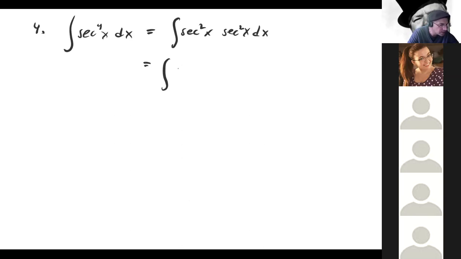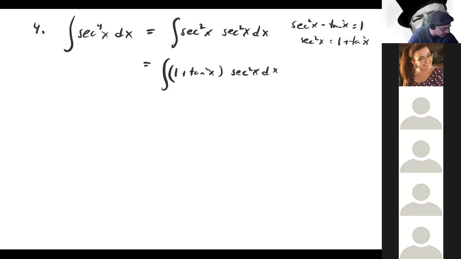That means, remember that secant squared x minus tangent squared x is equal to 1. So therefore, secant squared x is equal to 1 plus tangent squared of x. So I'm going to get a 1 plus tangent squared x here. And then there's a secant squared x dx.